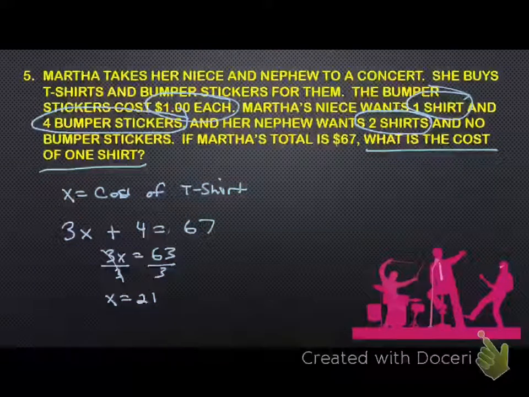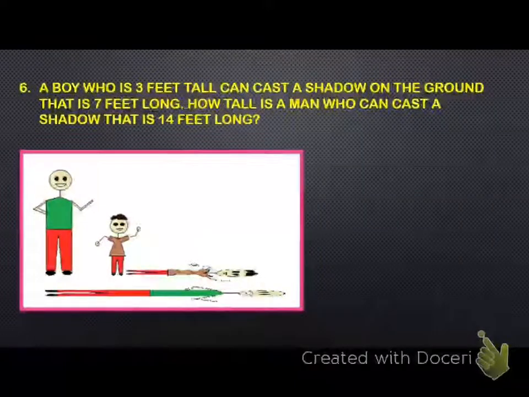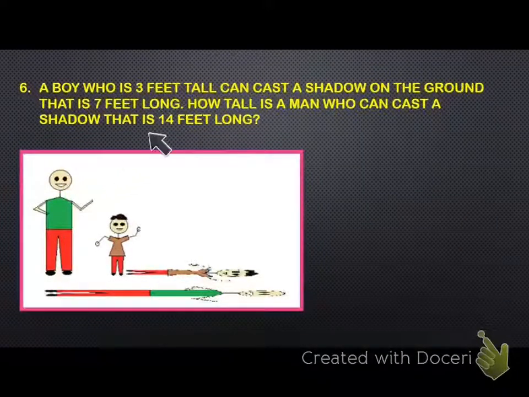Okay, let me go through these. These are the easiest ones. I'm telling you. These are proportion. So let's read it together. A boy who is 3 feet tall casts a shadow that's 7 feet long. So 3, 7. How tall is the man? Unknown. If his shadow is 14. Set up. Okay, so the question is, how tall is the man? If his shadow is 14, the boy is 3, and the shadow is 7.